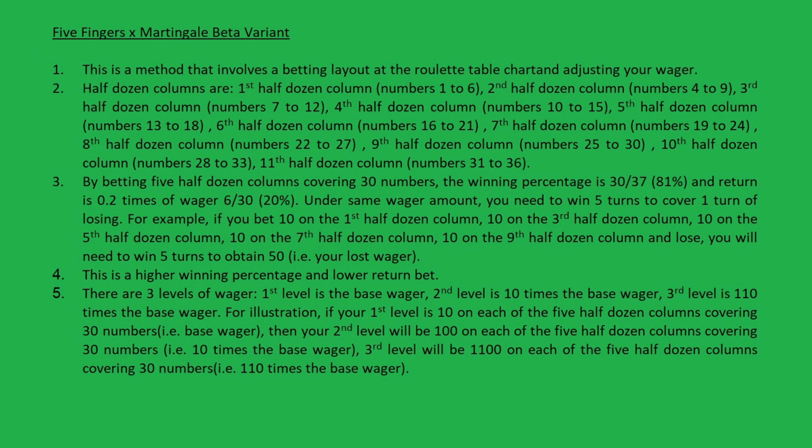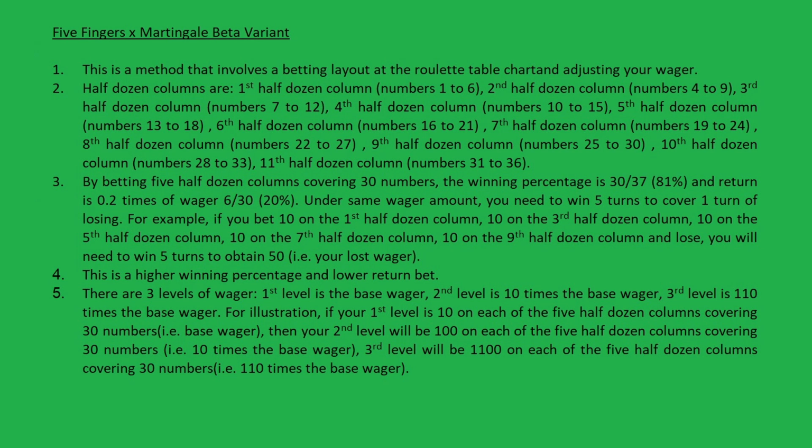2. Half dozen columns are: first half dozen column, numbers 1 to 6, second half dozen column, numbers 4 to 9, third half dozen column, numbers 7 to 12, fourth half dozen column, numbers 10 to 15, fifth half dozen column, numbers 13 to 18, sixth half dozen column, numbers 16 to 21, seventh half dozen column, numbers 19 to 24. Eighth half dozen column, numbers 22 to 27, ninth half dozen column, numbers 25 to 30, 10th half dozen column, numbers 28 to 33, 11th half dozen column, numbers 31 to 36.